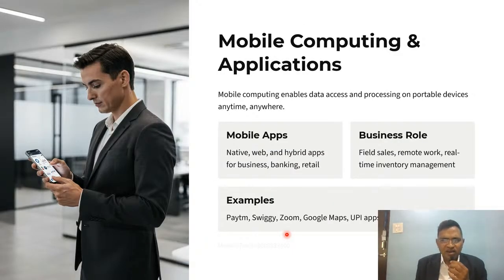So what is mobile computing and its applications? Mobile computing enables data access and processing on portable devices, so the data can be processed through mobile. We have native apps, web apps, and hybrid apps for business, banking and retail. In business, you can access it for sales and remote work, and wherever you want, you can manage the same. Examples of mobile computing devices and applications: Paytm, Swiggy, Zoom, Google Maps, UPI apps. These are used for our business purposes.